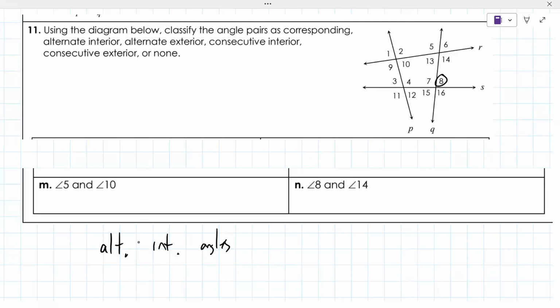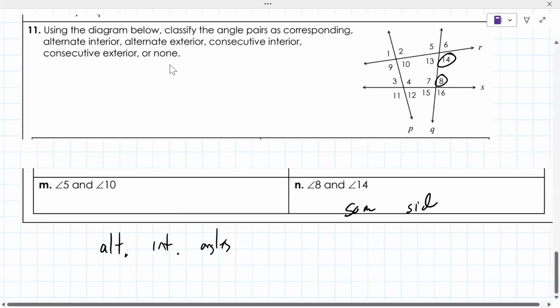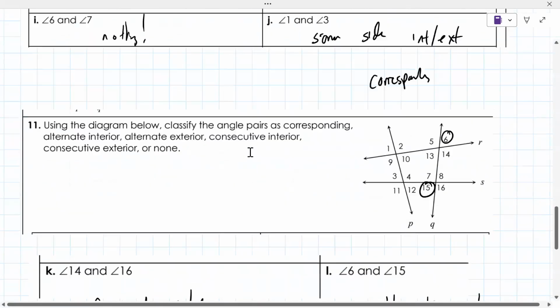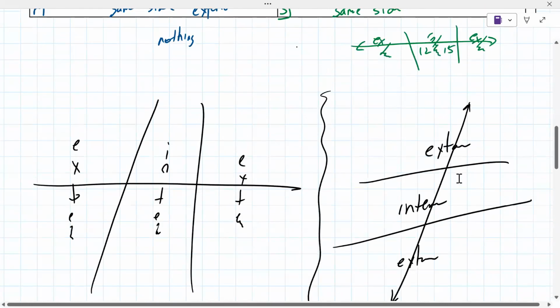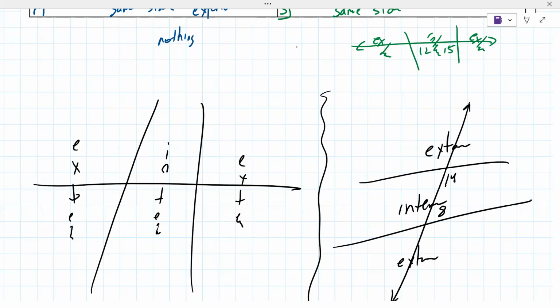So 8 and 14 like that. Okay, I agree that they're same side. I don't agree with that other part. You're saying they're in the exterior is what you told me. Yeah. Okay, let's go back and look at, I can't find my mouse cursor. Okay, this is 8 and 14. Do you want to change your answer to interior? Yeah, I guess interior. Okay.